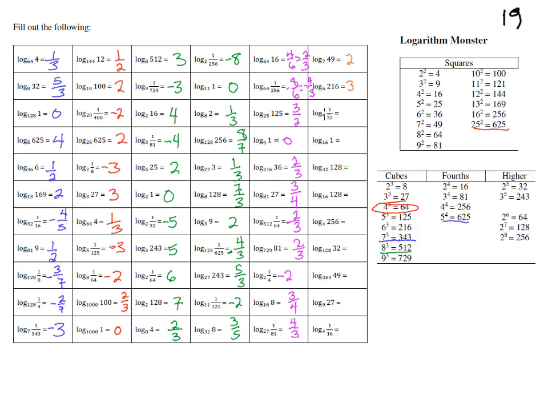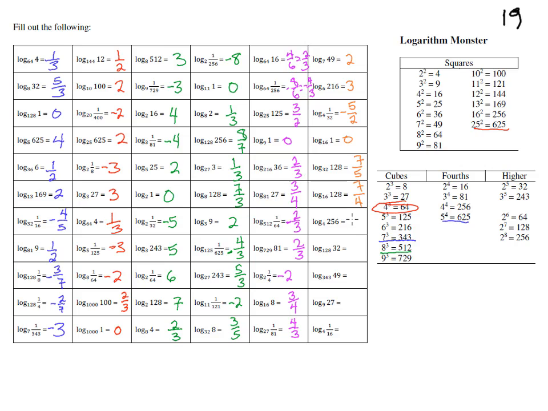32 isn't a power of 4, but they're both powers of 2, so we'd have to square root to get it down to 2, and then fifth power to get it up to 32, and a negative ensures that it's 1/32. Log base 16 of 1 is 0. 32, they're both powers of 2 again, so we'd have to fifth root it, and then seventh power it. Log base 16 of 128, they are both powers of 2. We would have to fourth root it to get it down to 2, and then seventh power it.